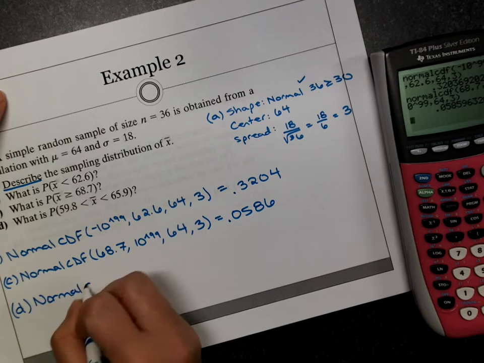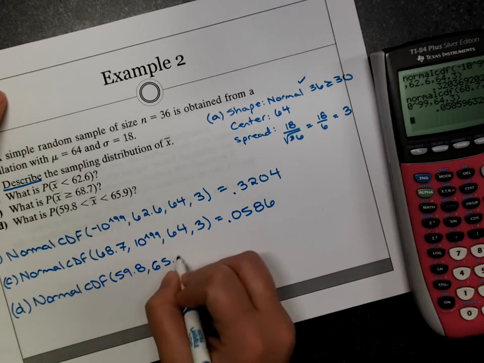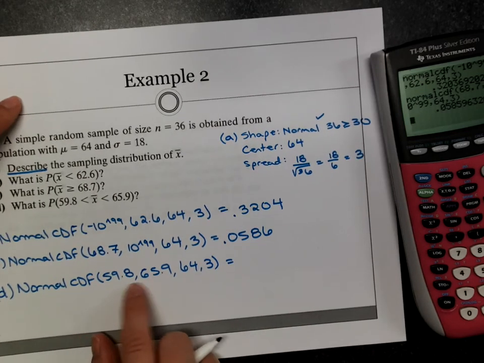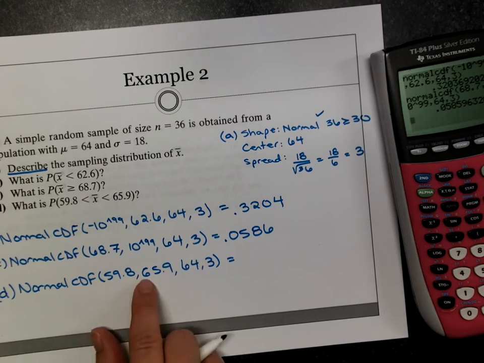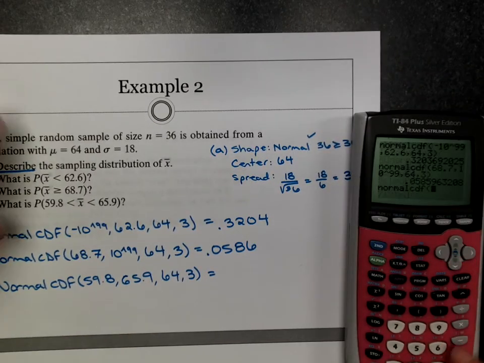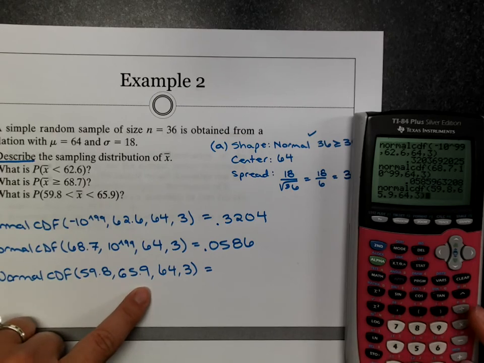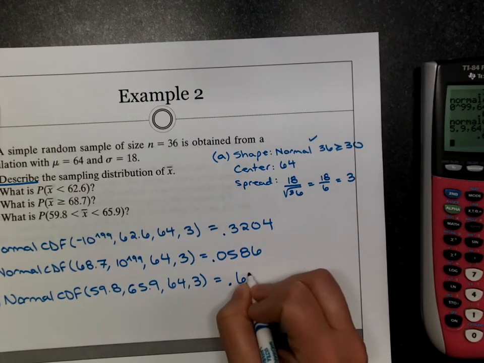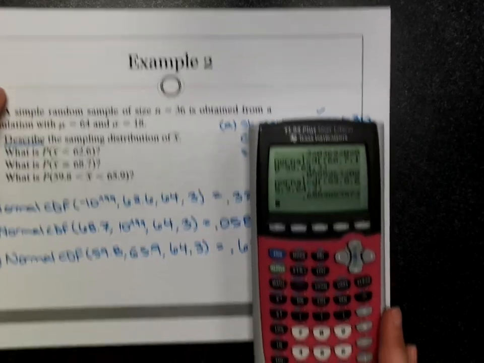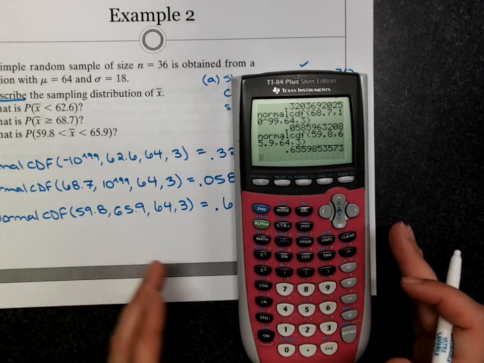And part D, what is the probability that it's between 59.8 and 65.9? These are usually the easier ones because it gives you your lower bound and your upper bound. So 59.8 to 65.9, same mean, same standard deviation. Now because we're in the middle here and hovering around the average, this probability is going to be larger because our standard deviation squishes everything to the middle. So normal CDF, 59.8 to 65.9, average of 64, standard deviation of 3 gives us a large percentage, 0.6560. If you're looking between two values in the middle, it's going to be a larger answer because that's where the majority of your data fall.